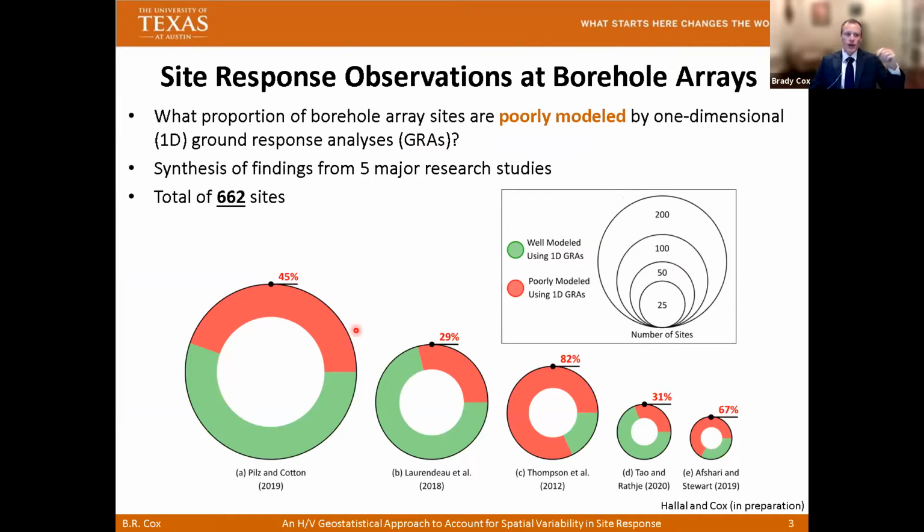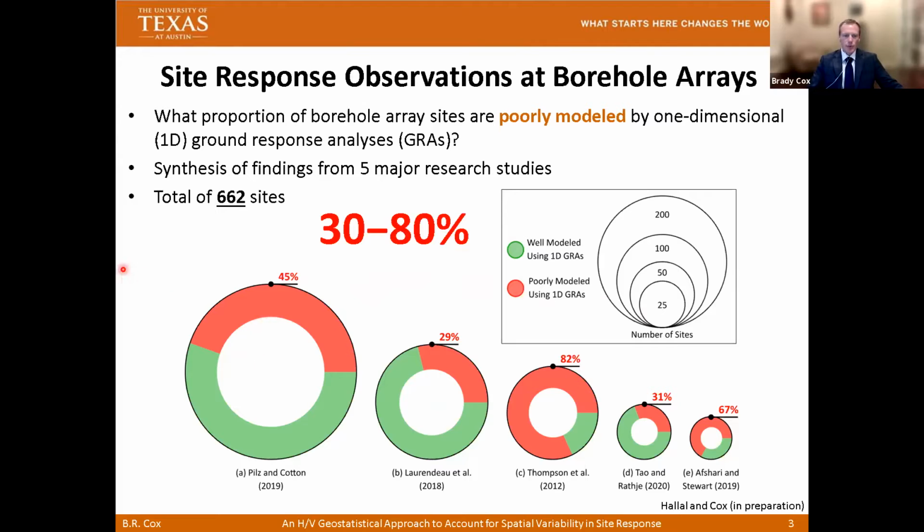One of the issues that we found, though, as more and more researchers have studied earthquake recordings from borehole array sites, is that we generally are probably not as good as we would like to be in terms of simulating or modeling site response. This figure presents a synthesis from 5 major research studies, all using borehole array site data, and totaling 662 sites around the world. Depending on the study that you look at, approximately 30 to 80% of the sites studied are poorly modeled using 1D ground response analysis.